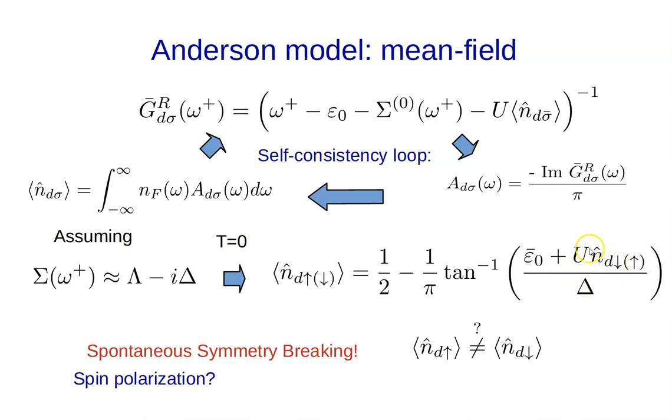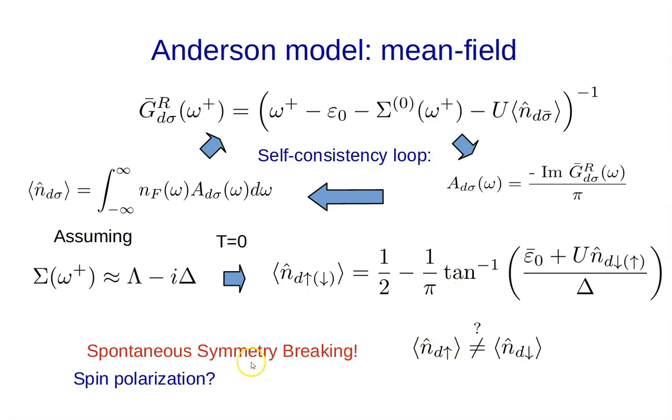There's a bracket missing here. Okay, sorry about that, I'll try to correct. But essentially, it tells me that n_d up equals 1/2 minus 1 over pi, the inverse tangent, of epsilon_d naught corrected by this plus U times n_d down. So the opposite spin average expected value.